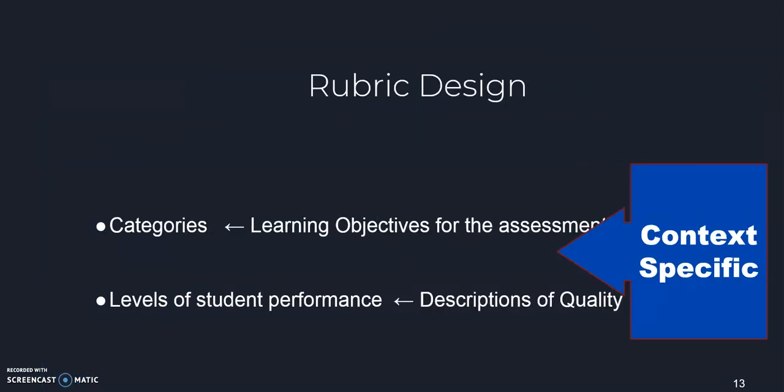Now, I want to remind us that both the categories, which come from the learning objectives for the assessment, and the levels of student performance, the descriptors of the quality, are context specific. Of course, the learning objectives are specific to your specific context, but so should the levels of student performance. We don't want to just take a rubric created for some other classroom and apply it to our classroom unless we have a strong belief that the context is the same.